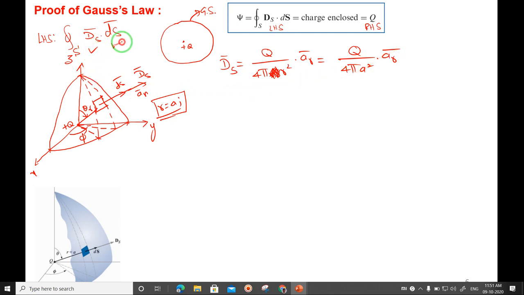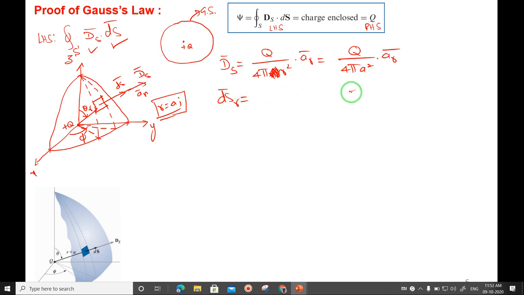Next, what about this differential surface area dS? Everywhere the field is normal to the spherical surface. It is in the radial direction. So dS is normal, meaning it is in the radial direction: differential surface along the radial direction, dS a_r.